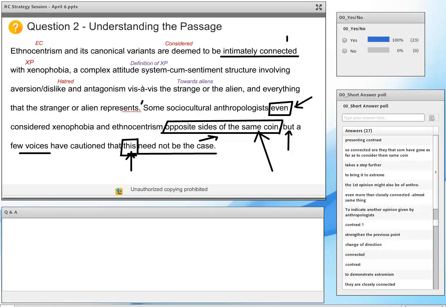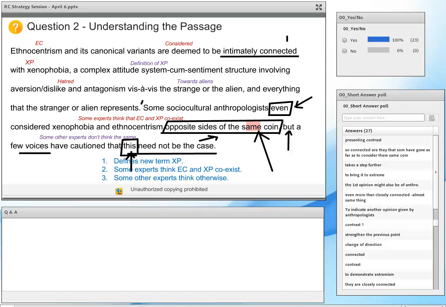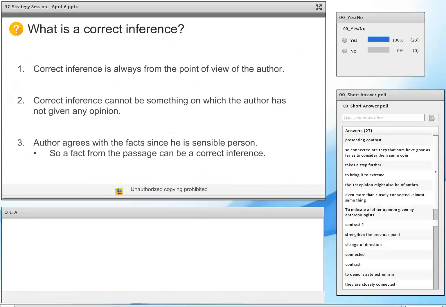Okay. All right. So now let's come back to the question that we have at hand. We need to answer the question: what can be inferred from this passage? So if you think about it, what the author has done in this passage is he's defined a new term, XP. He says that there are some people who think that XP and EC coexist. Then he's given the definition of XP. According to the definition, XP is basically a structure that involves hatred towards aliens. And then he says, okay, there are some people who think that EC and XP coexist, but some people think otherwise.